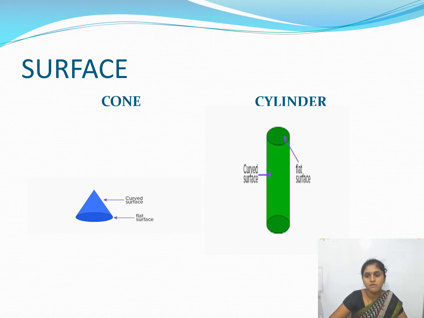One more example is the cylinder. You may take your water bottle. It also has two types of surface, one curved and one flat. Whatever is at the top and bottom, the cap and the bottom, both indicate the flat surface. Whatever is there in the middle indicates the curved surface. So cone and cylinder both have curved and flat surfaces.